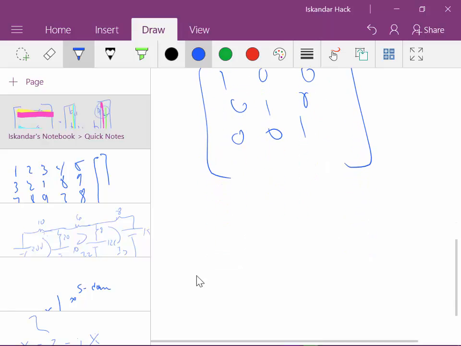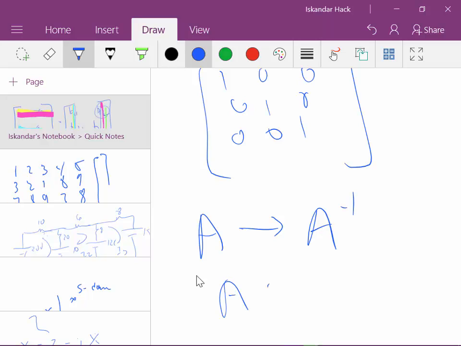So if I have an array A, there may be an A minus 1, the inverse of that array. Not every array has an inverse. But A times A inverse is equal to I. Now, some people will put an n on the I to say whether it's a 3 by 3 or 4 by 4 or 5 by 5.